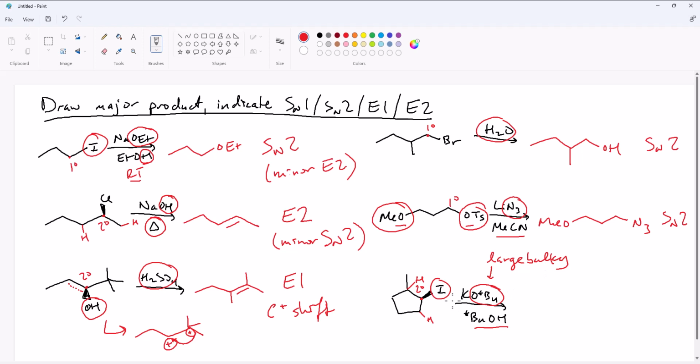So that means that we are going to be forced to the Hofmann product, not the Zaitsev product, so the less substituted product in this case. So instead of forming the double bond here, we're going to form the double bond here. So this would be a Hofmann product because it's the less substituted product. And since it's a strong base and a good leaving group for the dehydrohalogenation, this is going to follow an E2 mechanism.